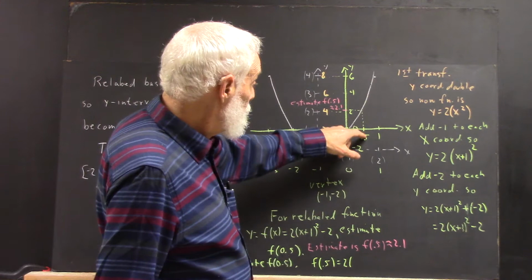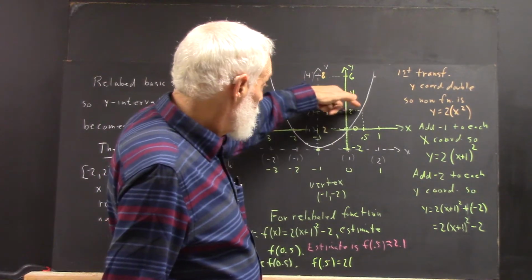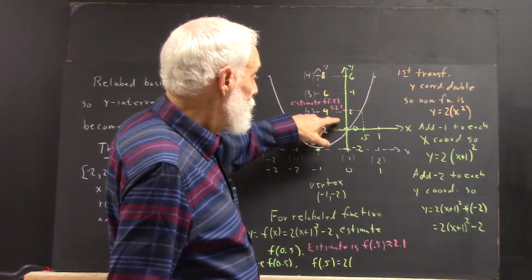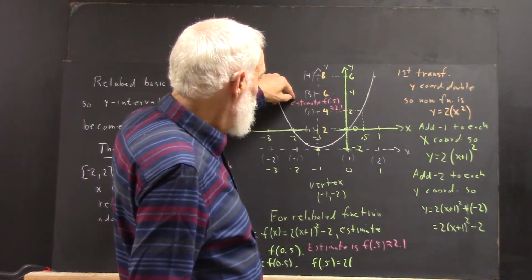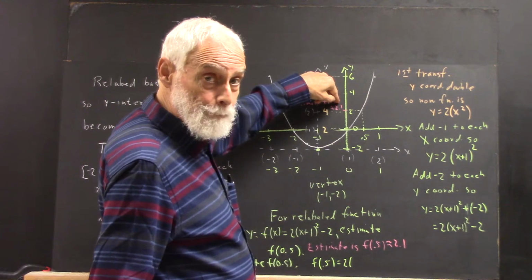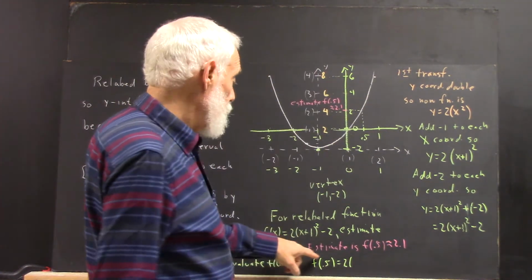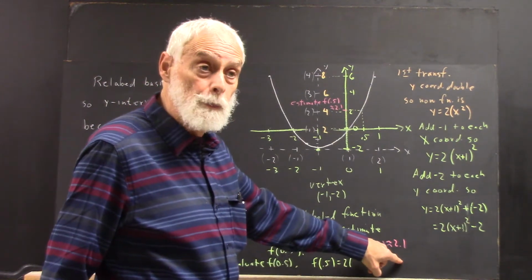Well, that's easy to do. We just go up here. There it is, there's the point. And then we project over here. We'll come up a little more than 2, because 2 is down here and this is up here. So we estimated that f of 0.5 was about 2.1. That's what comes out on the graph. So we write, our estimate is f of 0.5 approximately equals 2.1.